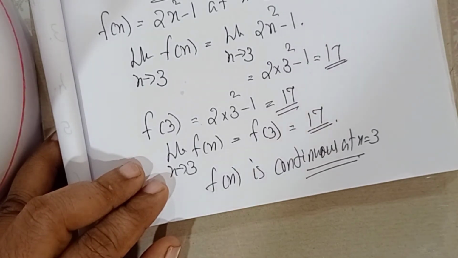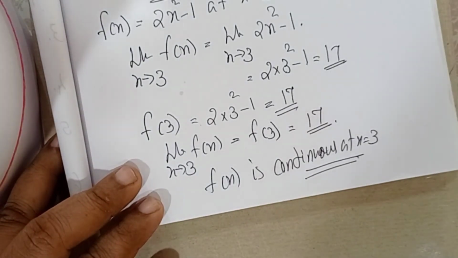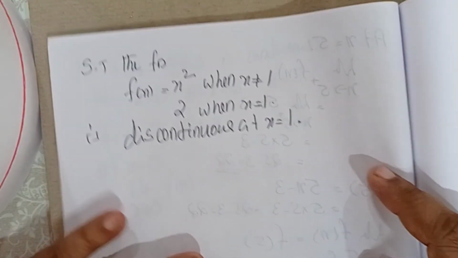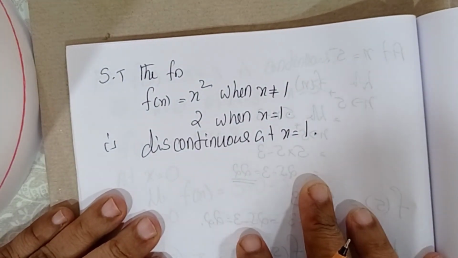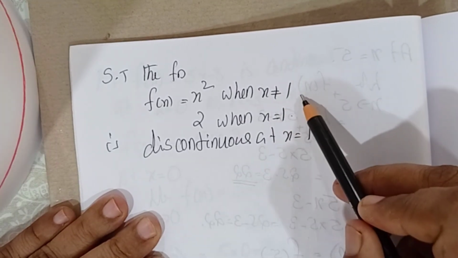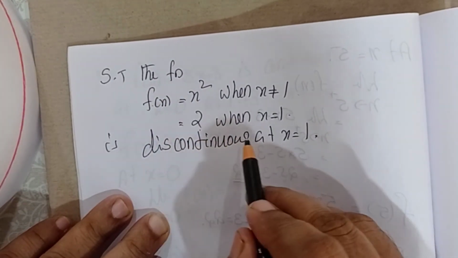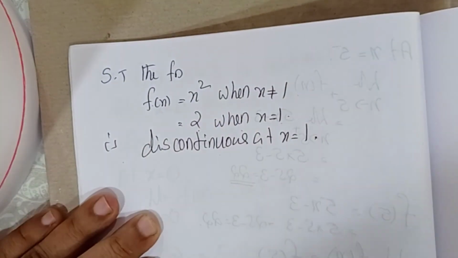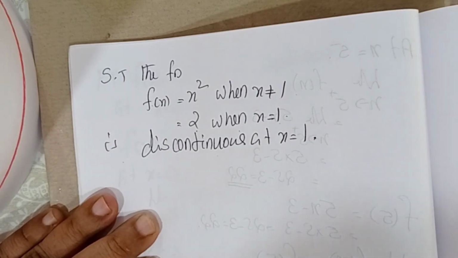Okay. Then write one next question. All of you copy the next question. Show that the function f(x) equal to x square when x not equal to 1 and equal to 2 when x equal to 1 is discontinuous at x equal to 1.